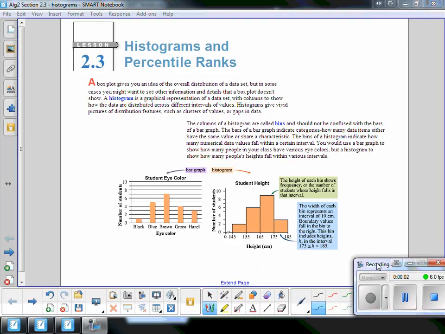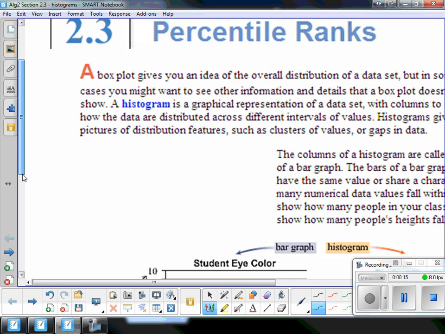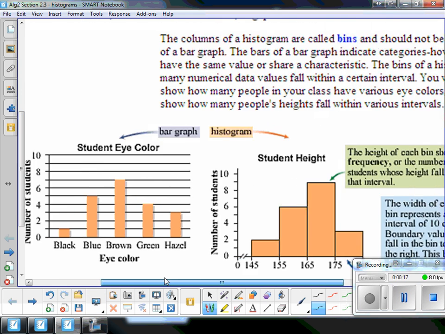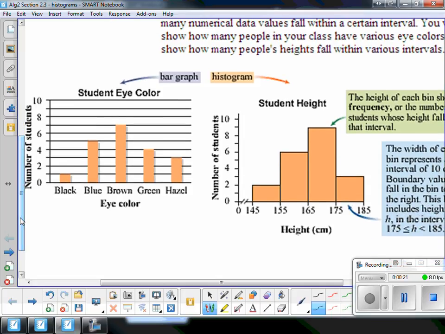All right, we're here on lesson 2.3, histograms and percentile ranks, and the main focus today will be these histograms. The biggest question that we get is what's the difference between a histogram and a bar graph? Right here on page 5 of your white packet, you see the difference. On the left, we have a bar graph, and on the right, we have a histogram.